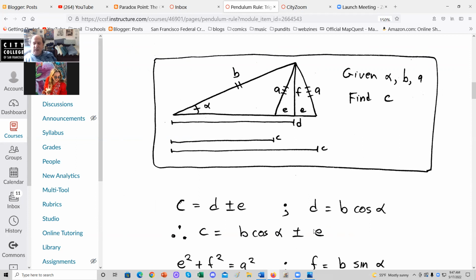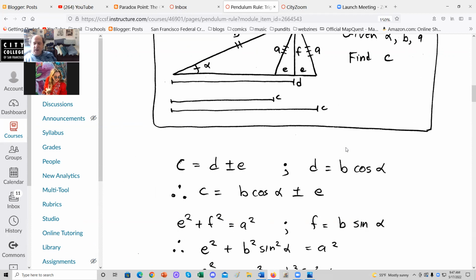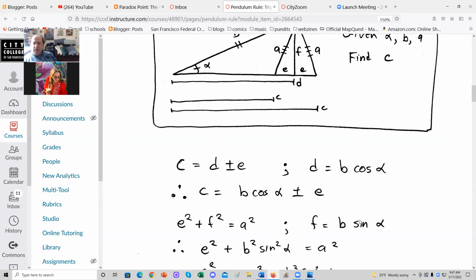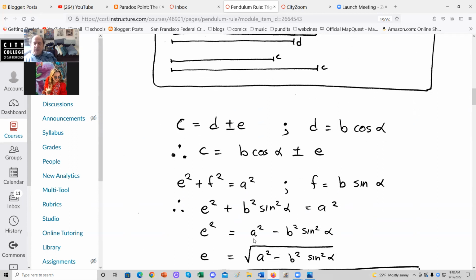Now what's E? Well, E squared plus F squared equals A squared. And F, it's a perpendicular here in this right triangle. F over B equals sine alpha. So F equals B sine alpha. So E squared plus B squared sine squared alpha equals A squared. So E squared is A squared minus B squared sine squared alpha. And so E is the square root of A squared minus B squared sine squared alpha.